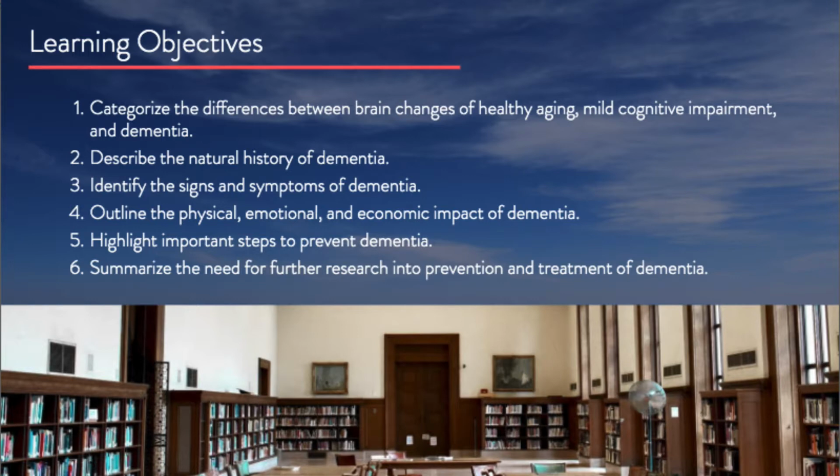There are small differences in healthy aging, mild cognitive impairment, and dementia. We will discuss how to recognize these changes in your patients. We will describe the natural history of dementia, and we will discuss how to identify some common signs and symptoms. We will outline the physical, emotional, and economic impacts of dementia. Lastly, we will tell you what you can do to help prevent dementia and discuss the need for further research into this condition.